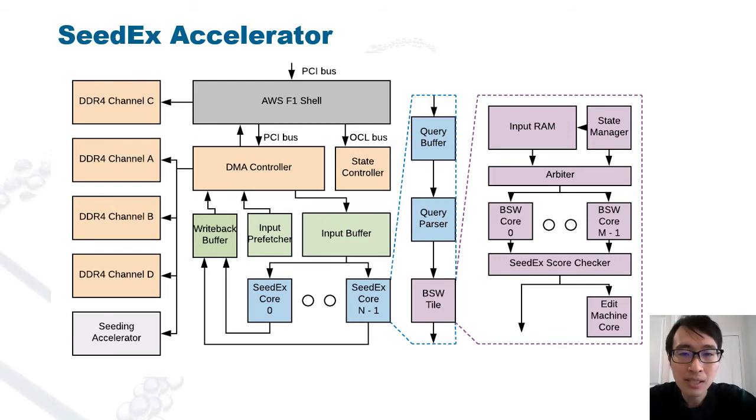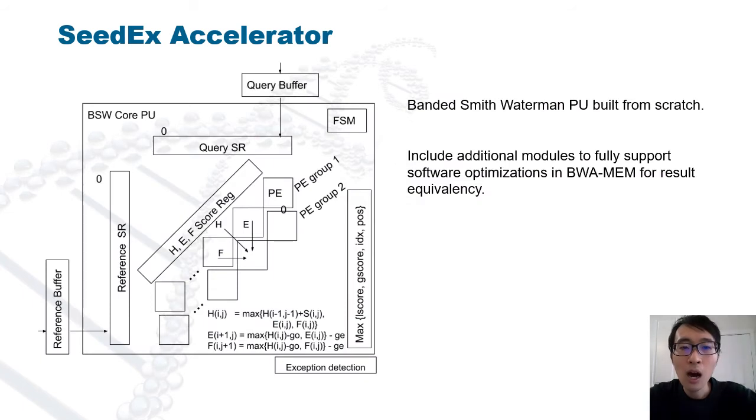Now let me move on to our SeedEx accelerator implementation. We implemented the SeedEx accelerator for Cloud FPGA. Our main Banded Smith-Waterman core has a generic design, but we built it from scratch. This is because we want to produce bit-equivalent results as BWA-MEM, so we included additional modules to fully support software optimizations in BWA-MEM for result equivalency.